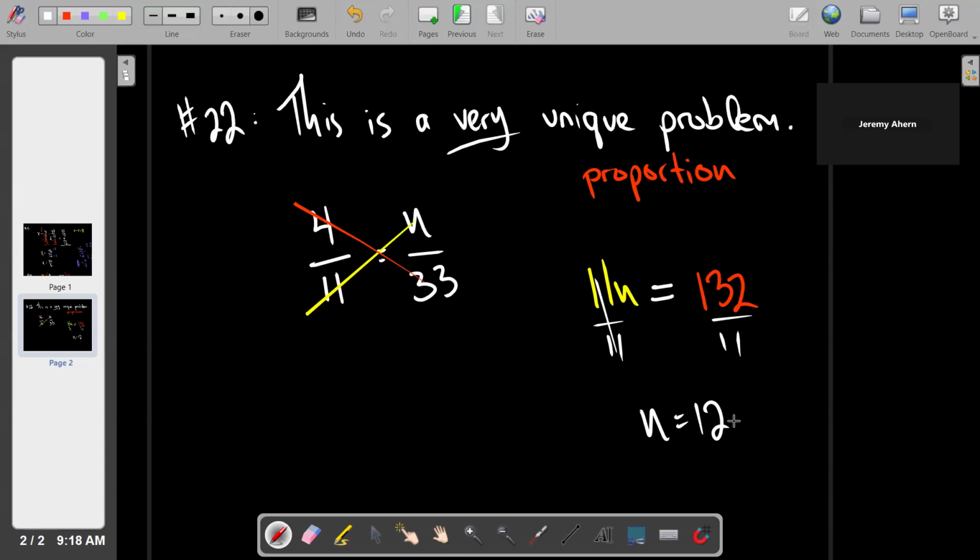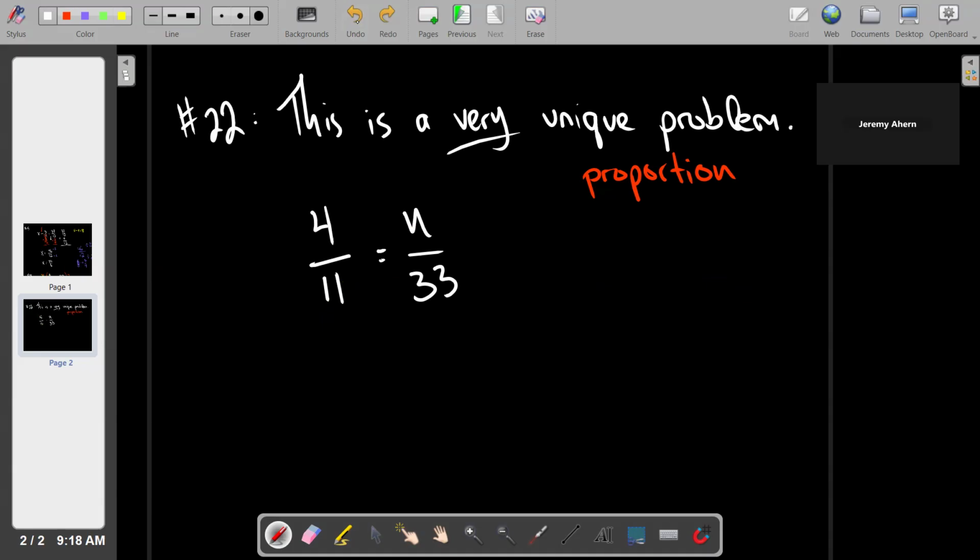You ready for the easy way? Here it goes. I'm going to hit the back button a bunch of times and we're going to start over. You're going to probably be like, wow, that was really stupid. But again, this won't always work. Just think of this as two fractions. Look at the bottom. What does 11 have to do to become 33? Times 3. What's 4 times 3? There's your answer.